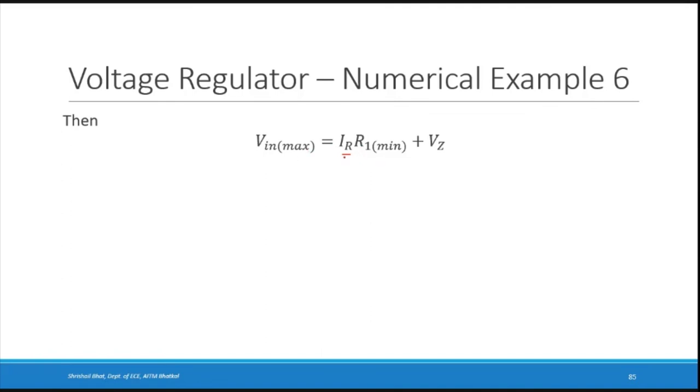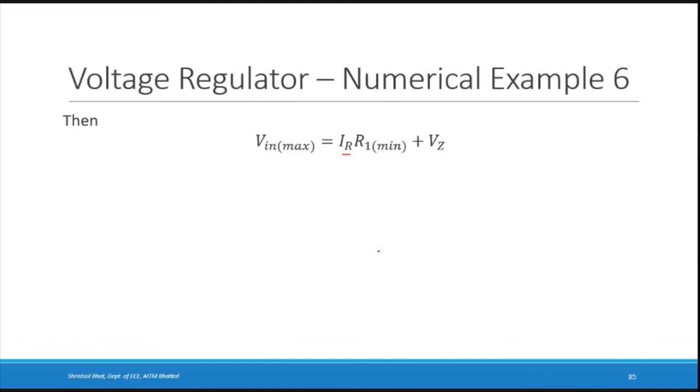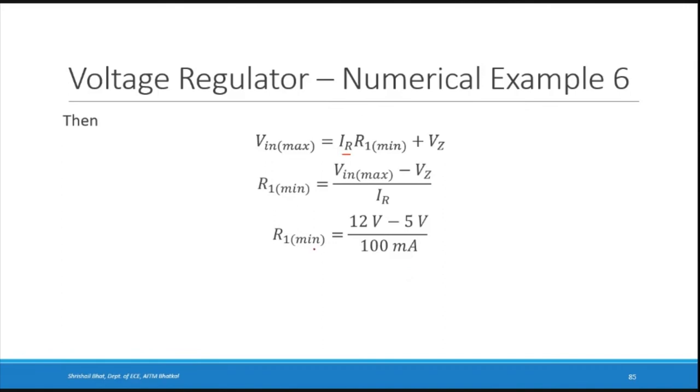So V in is equal to the voltage drop across R1, that is IR into R1, plus the Zener voltage VZ. First we will rearrange that to find R1 min. R1 min is V in max minus VZ divided by IR. V in max is 12, right? It is 10 volts plus 20%, that is 12, minus VZ, which is 5. IR you have found to be 100 milliamps, that's the maximum value. So if IR is maximum, R1 will be minimum. If you calculate this, you'll get 70 ohms. Yes, Umair has found it. R1 min is 70 ohms.